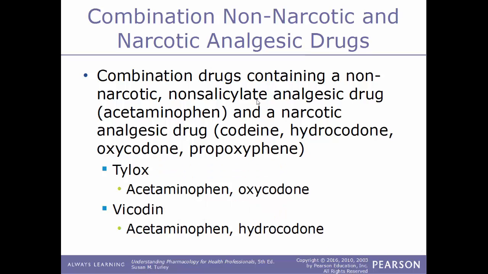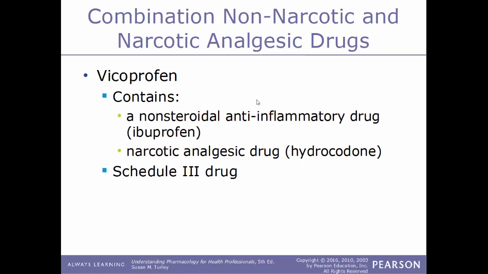So you have Tylox, a combination of acetaminophen and oxycodone. And Vicodin, a combination of acetaminophen and hydrocodone. Another combination of a non-narcotic and a narcotic analgesic drug is Vicoprofen, which is a combination of an NSAID, a nonsteroidal anti-inflammatory drug, ibuprofen, plus hydrocodone. And this is also a Schedule III drug.